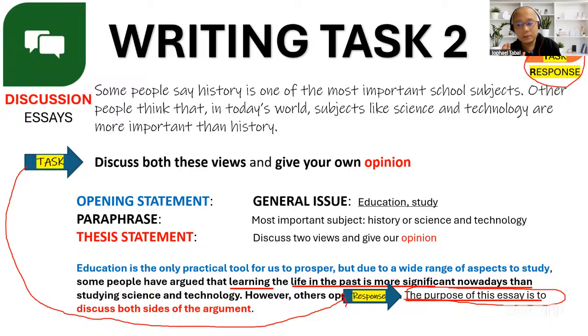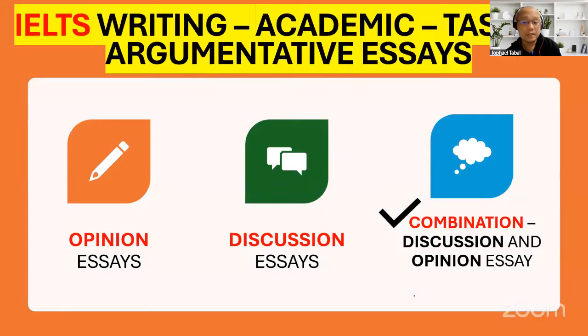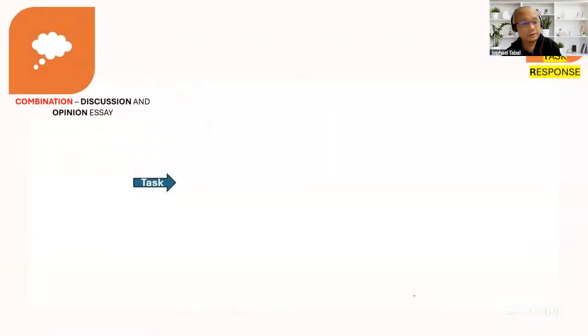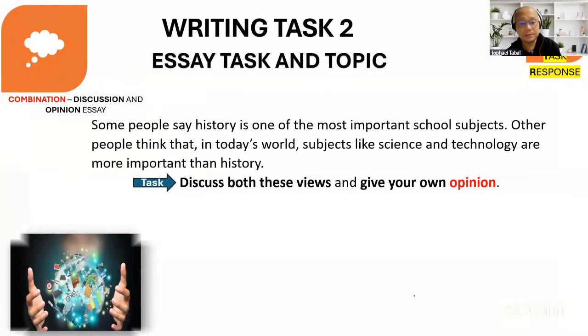So for the purpose of example, for the purpose of a model, about the difference between the two, you can instead use that in a discussion essay and not in an opinion essay. Now there's also a combination. I have here a combination discussion and opinion essay. So we have discuss and give opinion.